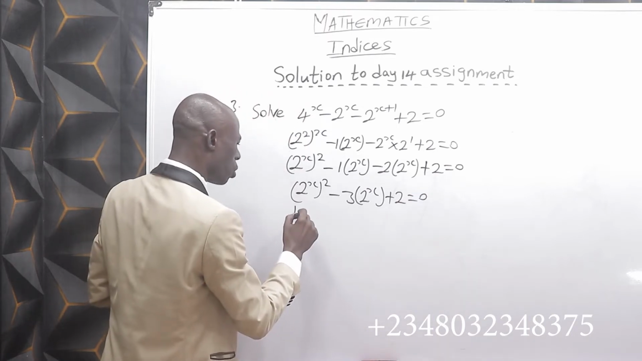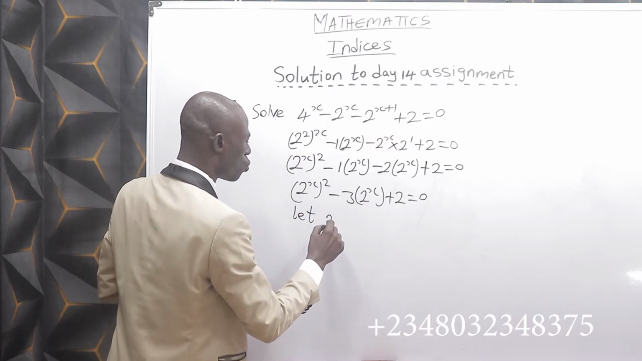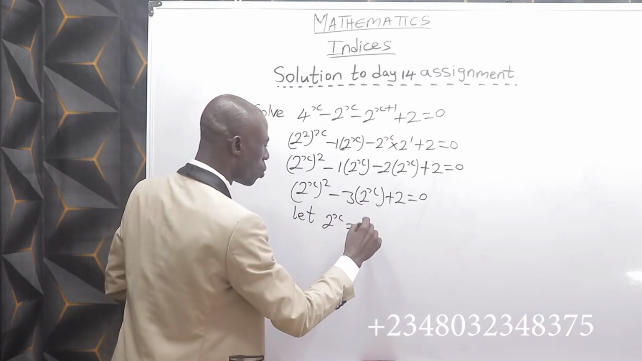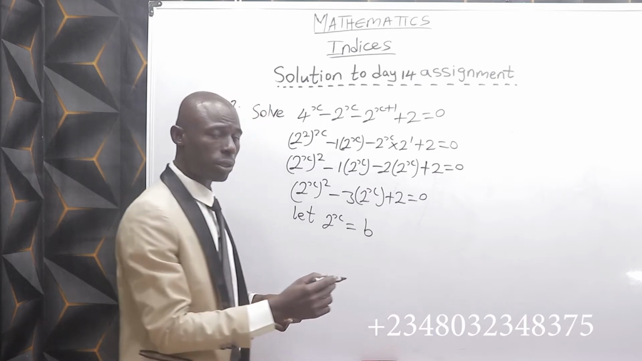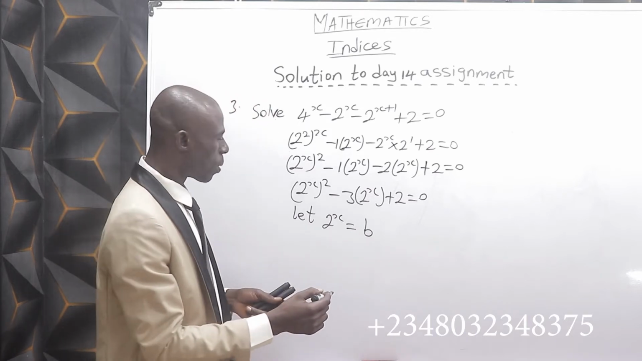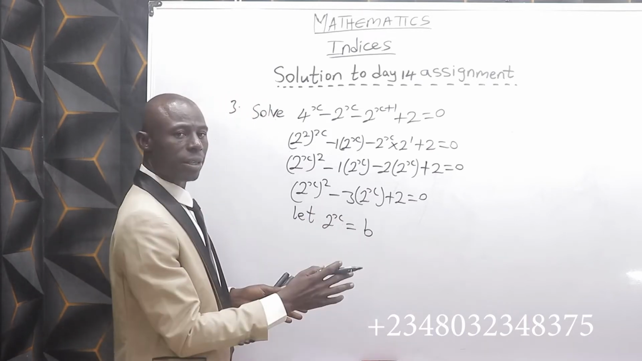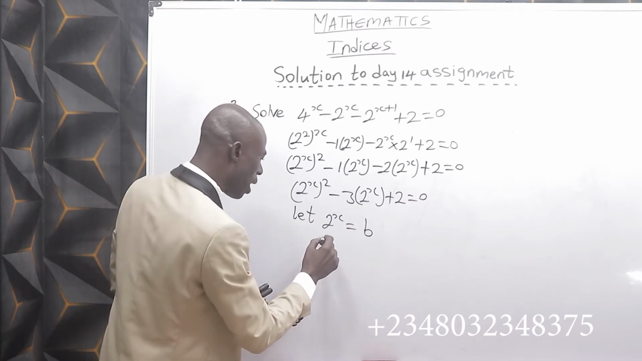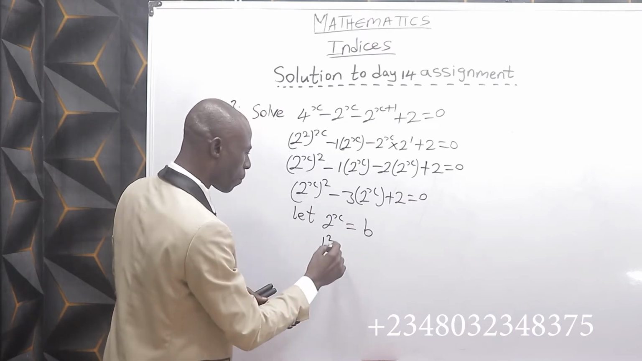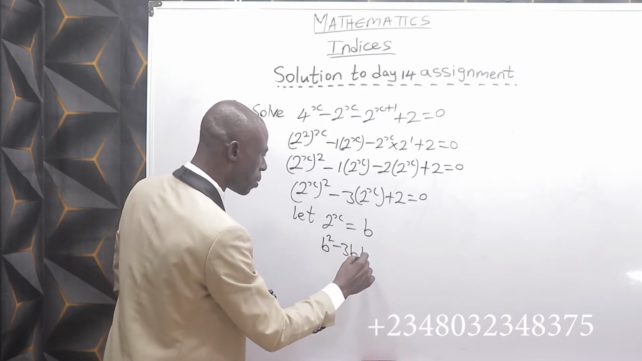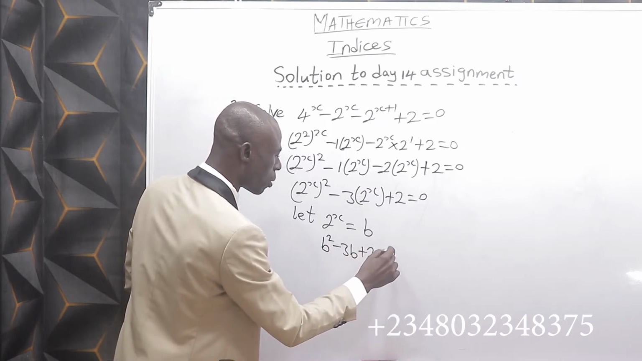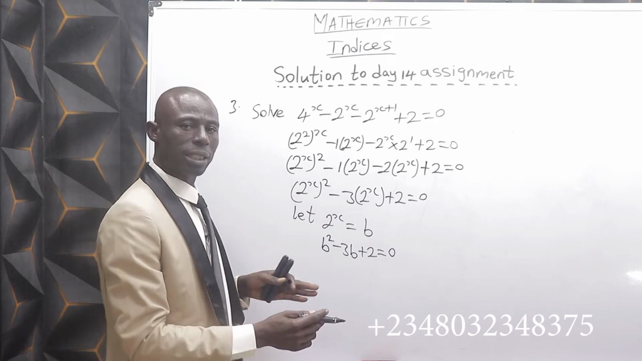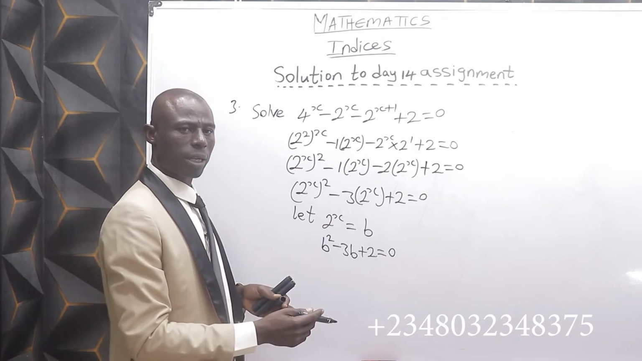So at this juncture, you let 2 raised to the power x be equal to a letter of your choice. I choose B. So wherever you see 2 raised to the power x, put B in place. So I have B squared minus 3B plus 2 equals 0. This is a quadratic equation resulting from that.